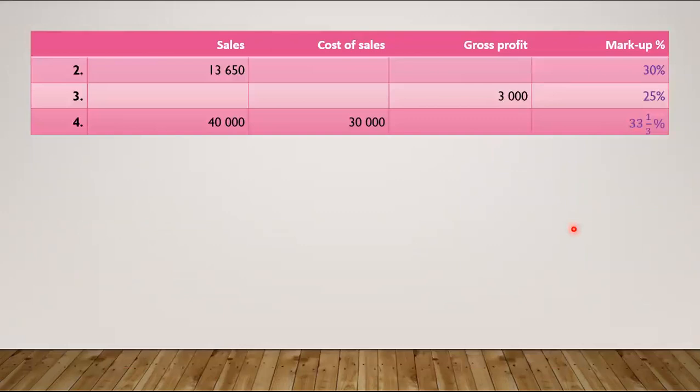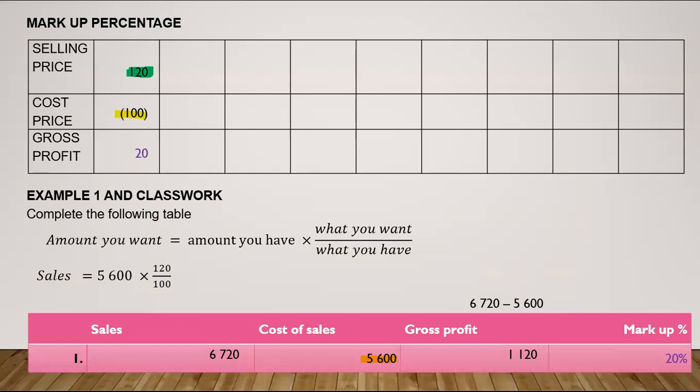All right. For number 2, what are we given? We are given the sales value, which is 13,650, and the markup percentage, which is 30%. Firstly, I'm going to complete the percentage table, which is this one here. Cost of sales is at 100 for number 2, and your gross profit percentage will be at 30, meaning that your selling price percentage is at 130.